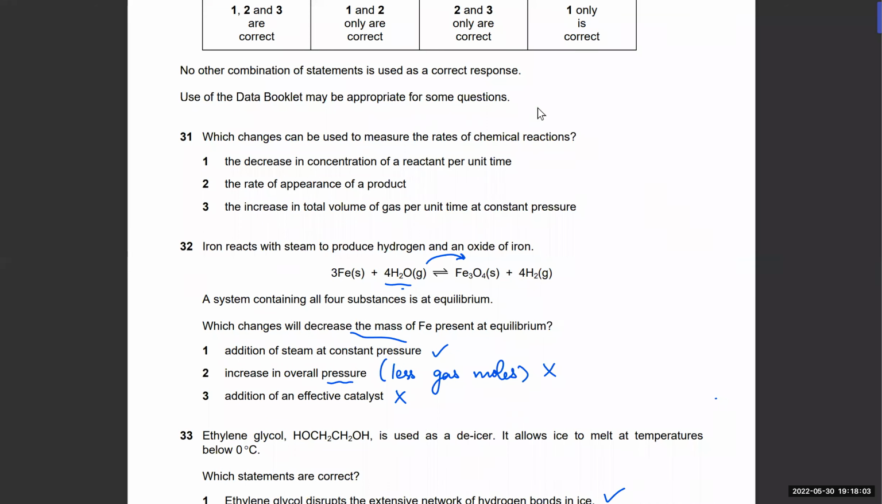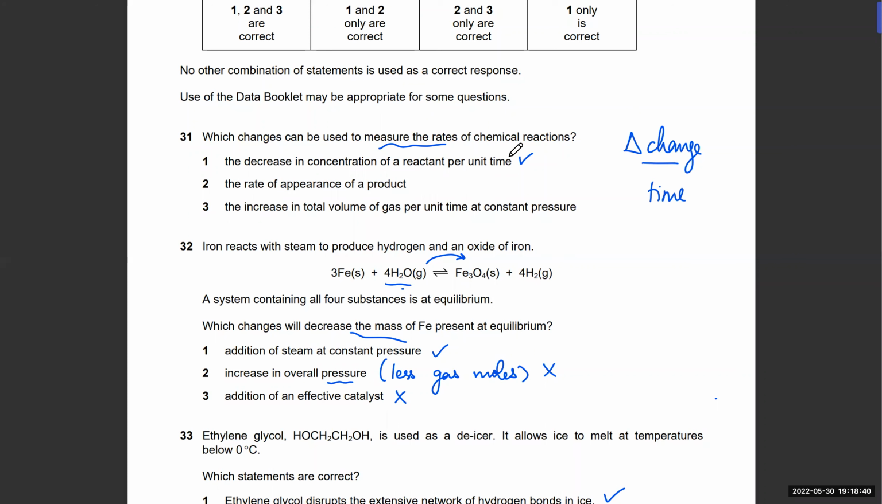Now question 31: which changes can be used to measure the rates of chemical reactions? Remember, you're measuring the rate. What is rate? How quickly a change is happening with respect to time. When you have a reaction, how do you measure speed? It could be any change. It could be a color change happening with respect to time, or a gas being produced, and how quickly that happens. So the decrease in concentration of a reactant per unit time will measure the rate, because the concentration of the reactant changes when the reaction happens.